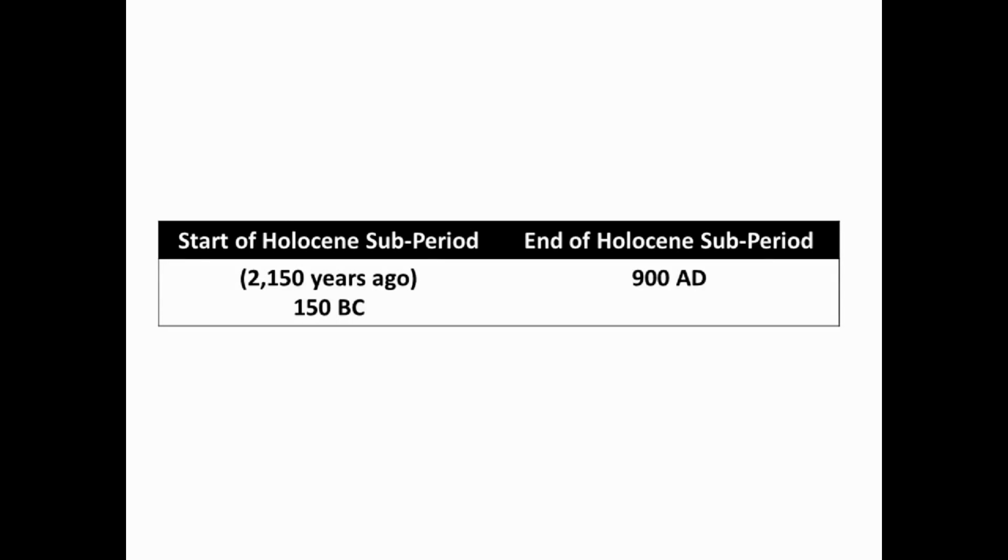So I will now refer to the next period not as beginning 2150 years ago, but as beginning 150 BC and continuing to 900 AD, a period of 1050 years. During this period, a cooling began, which culminated in the so-called Dark Ages. This occurred from 600 to 900 AD.